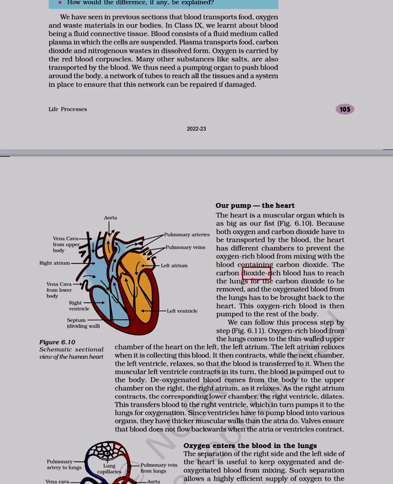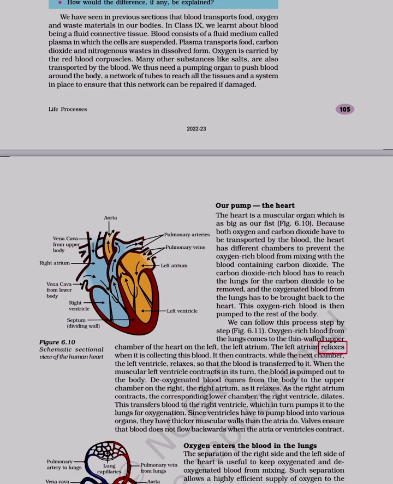The carbon dioxide-rich blood has to reach the lungs for the carbon dioxide to be removed, and the oxygenated blood from the lungs has to be brought back to the heart. This oxygen-rich blood is then pumped to the rest of the body. We can follow this process step by step. Figure 6.11. Oxygen-rich blood from the lungs comes to the thin-walled upper chamber of the heart on the left, the left atrium.